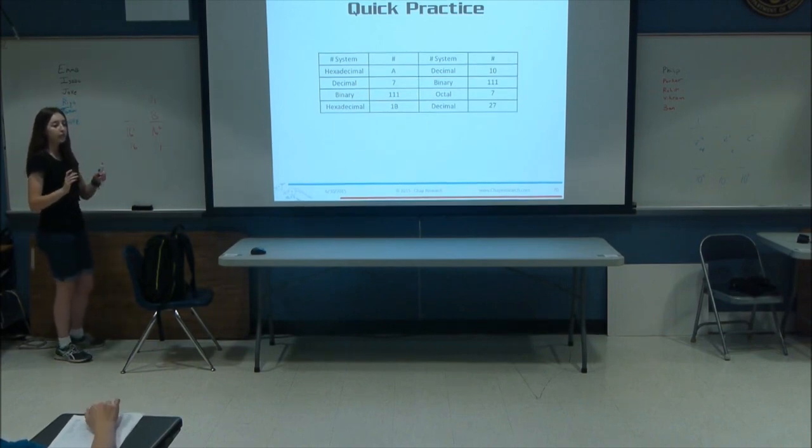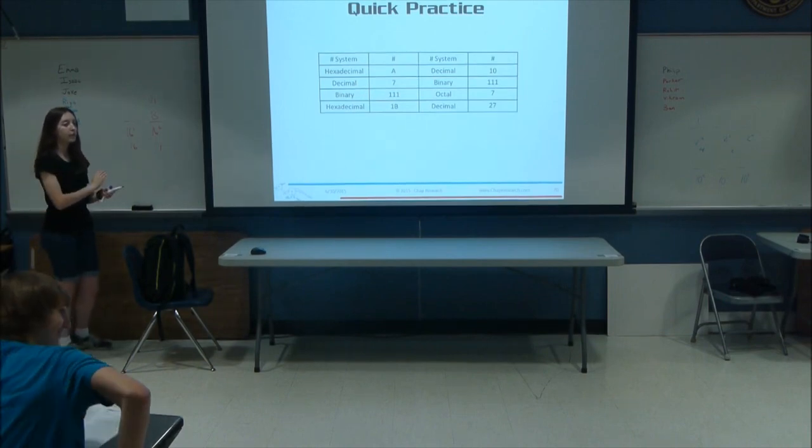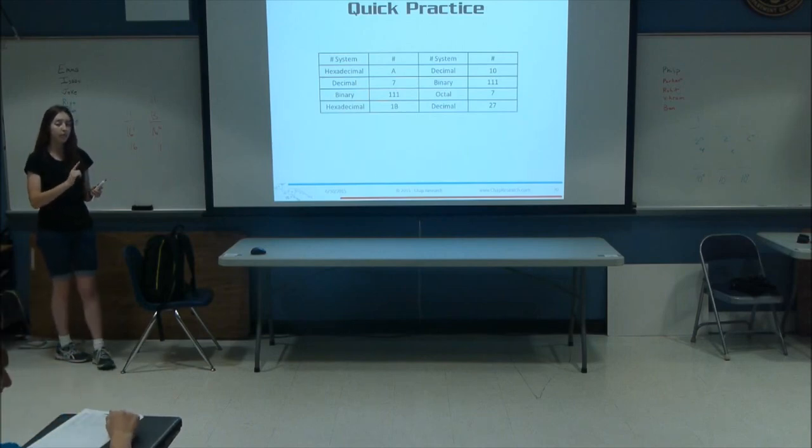It's just because A maps to 10, B maps to 11, just because there isn't a single digit for numbers above that. Now I get it.